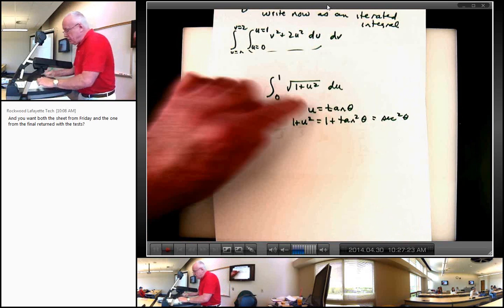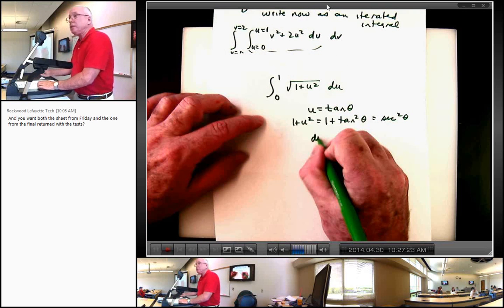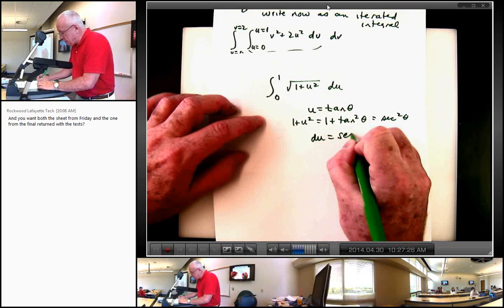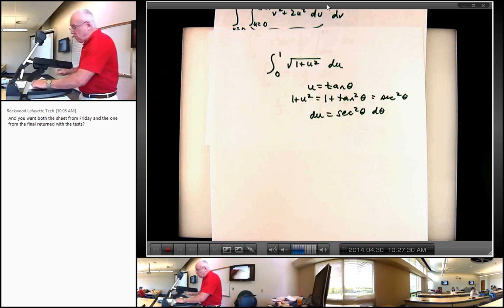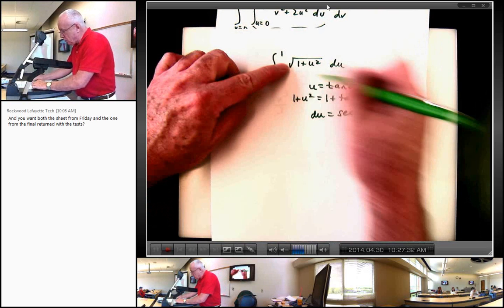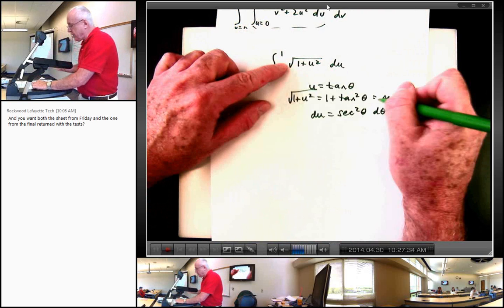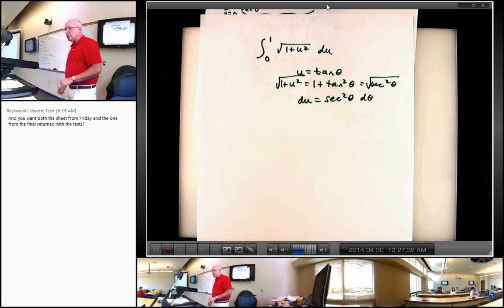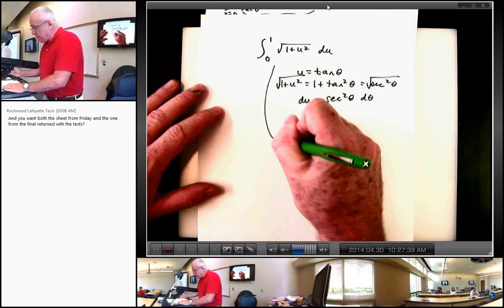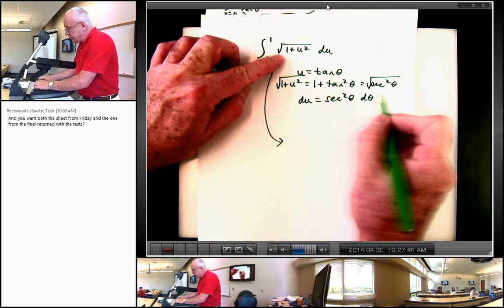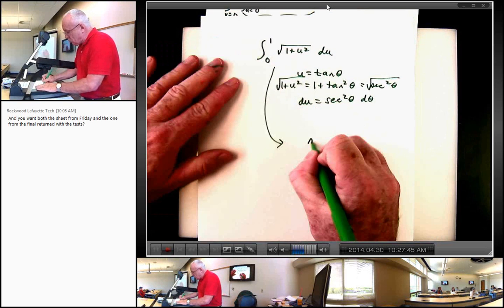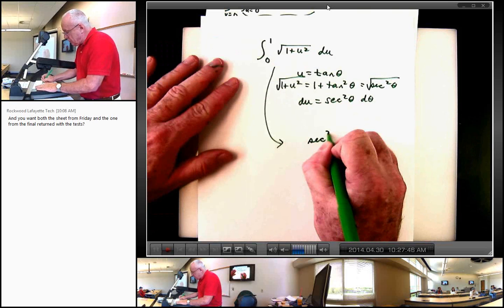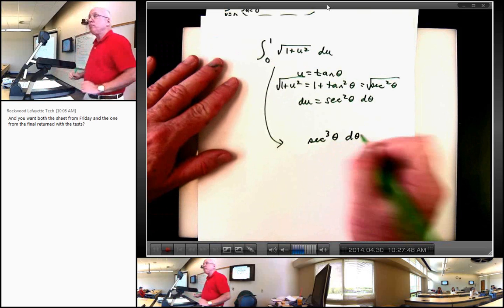Okay, and then du, well, the derivative of the tangent is the secant squared. So we have that. And so what we have here, now this is then the square root of 1 plus u squared, which is the square root of the secant squared. So what we end up having here then is this gives us a secant, this gives us a secant squared. So we have secant cubed d theta, all right?